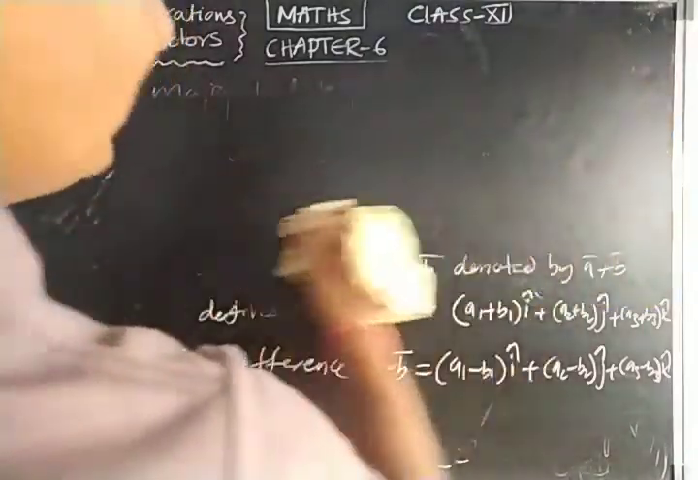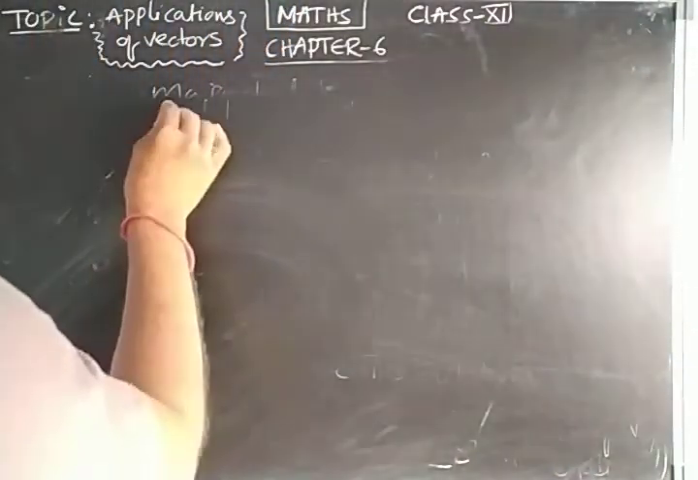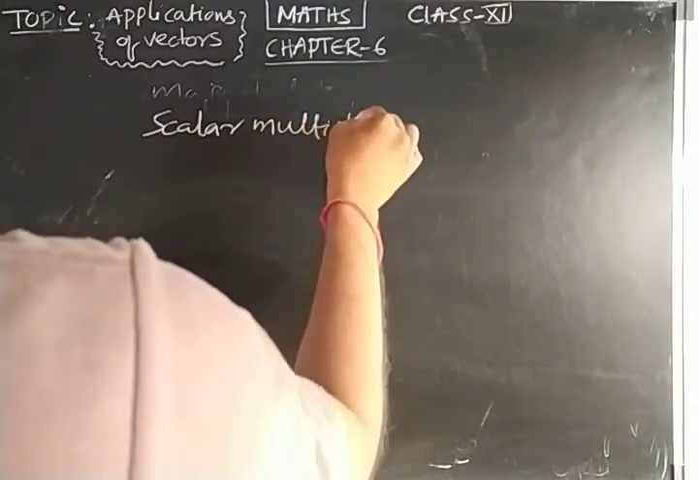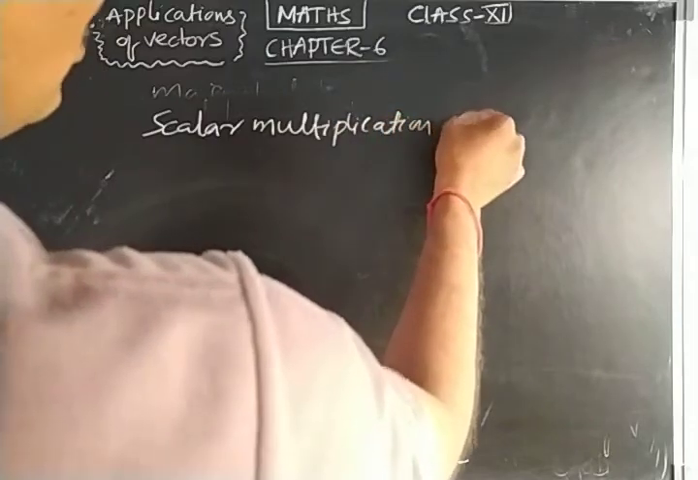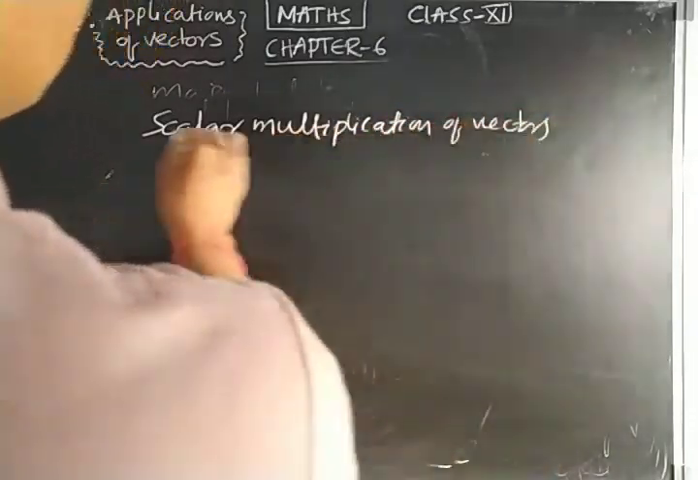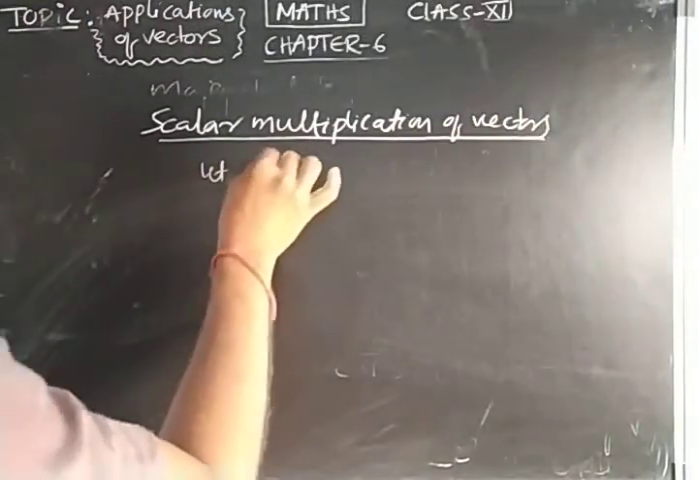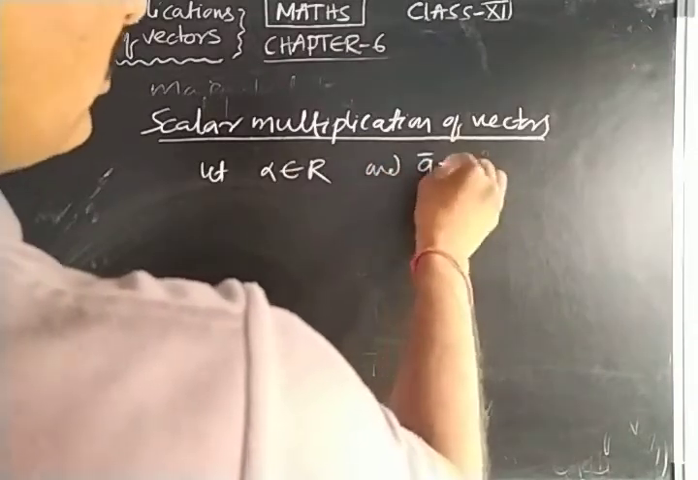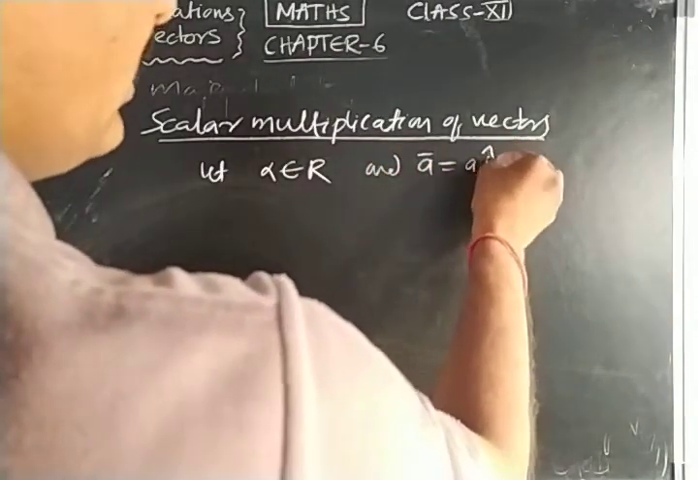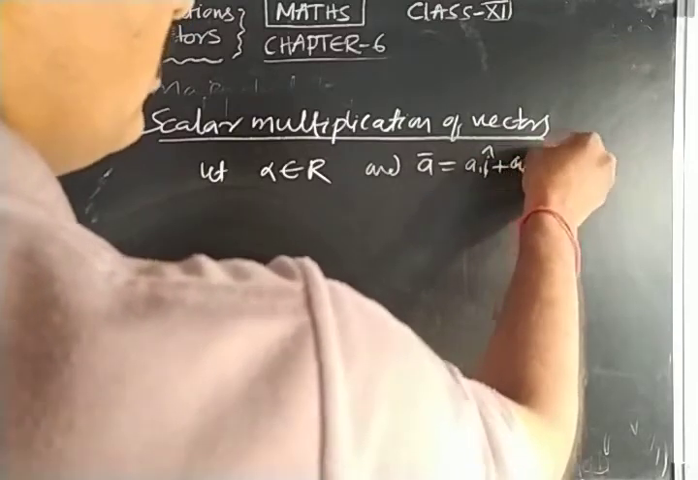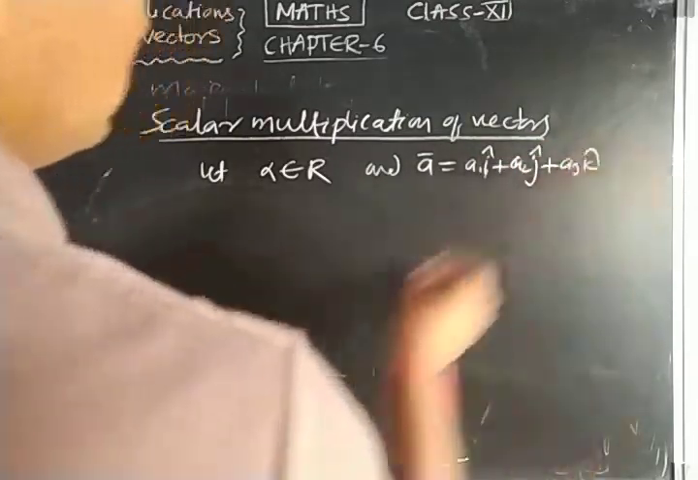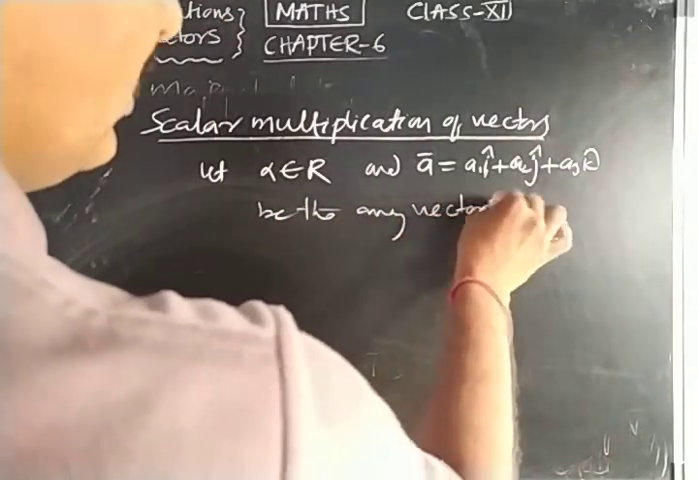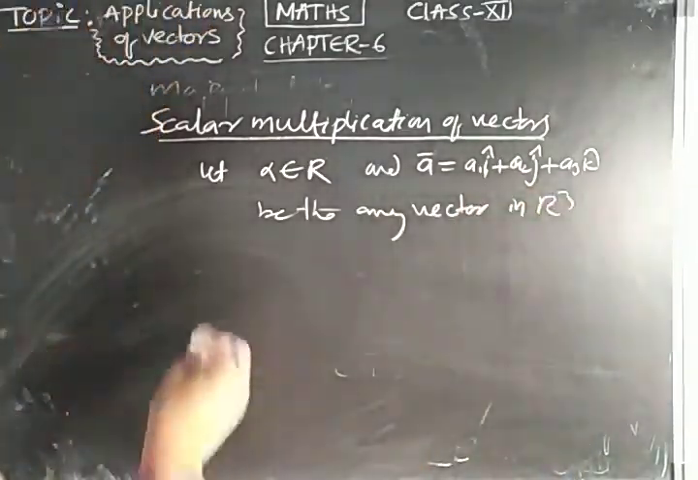Now scalar multiplication of vectors. Let alpha belong to the real numbers and a bar equal to a1 i cap plus a2 j cap plus a3 k cap be any vector in R cube.